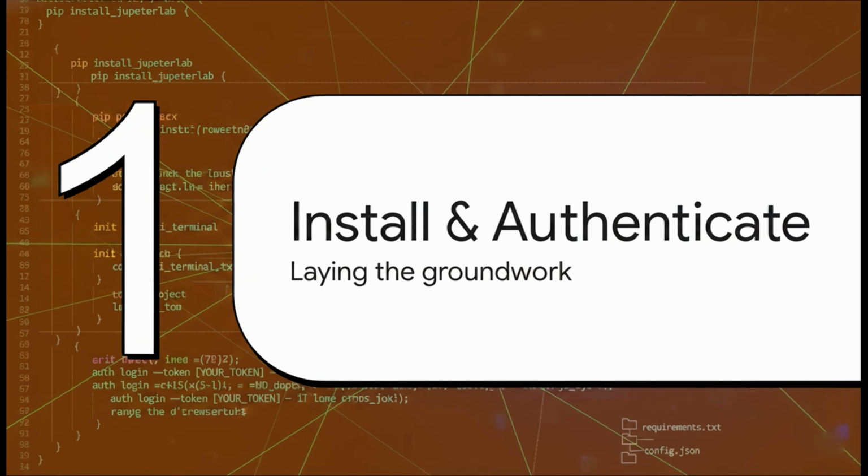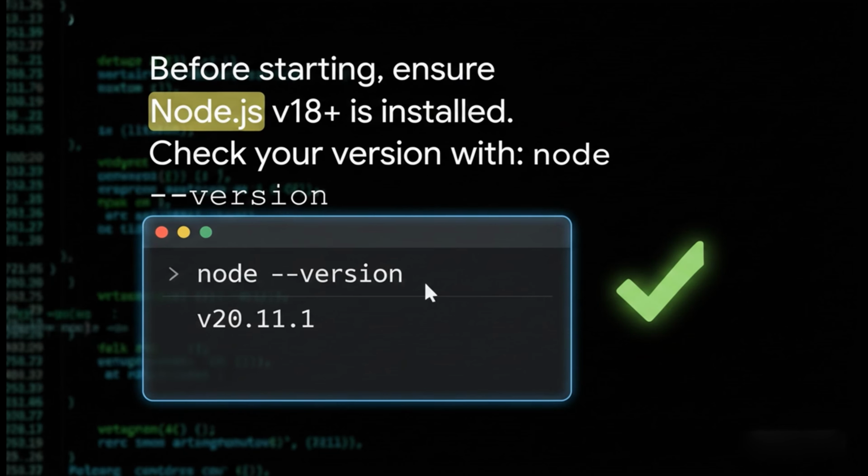All right, first things first, we've got to lay the groundwork. Before we get to all the fun AI magic, we just need to handle the basic installation and get everything authenticated. It's quick, I promise. Okay, before we even start, there's just one tiny prerequisite. You need to have Node.js, specifically version 18 or higher. Not sure if you have it? Just pop open your terminal and run node --version. If you see v18 or something newer, you're good to go.